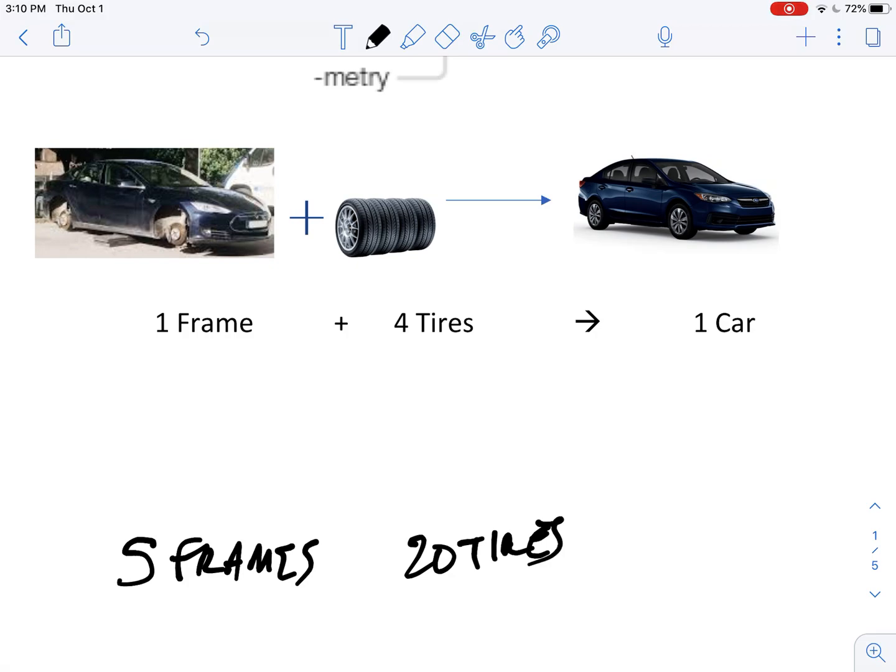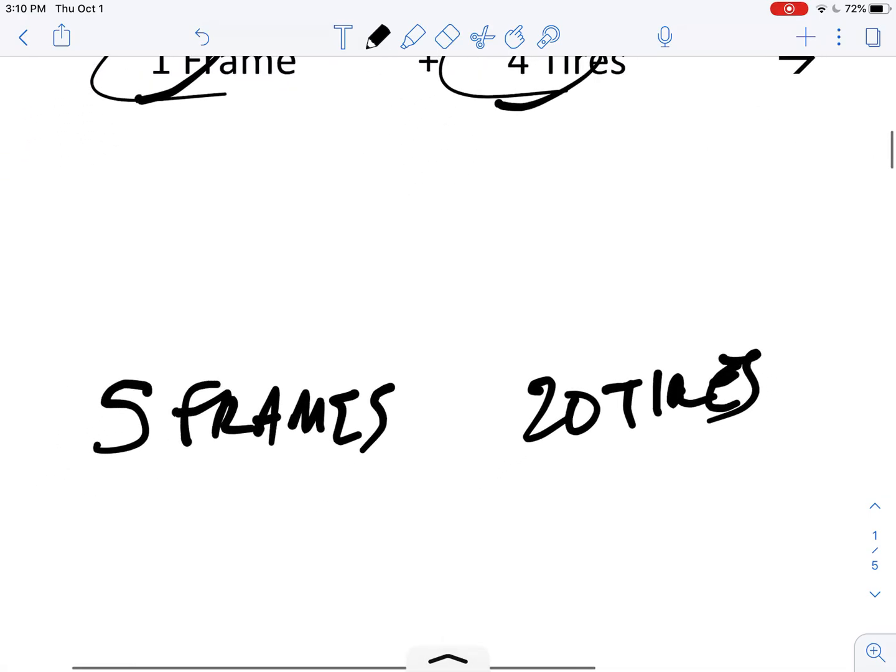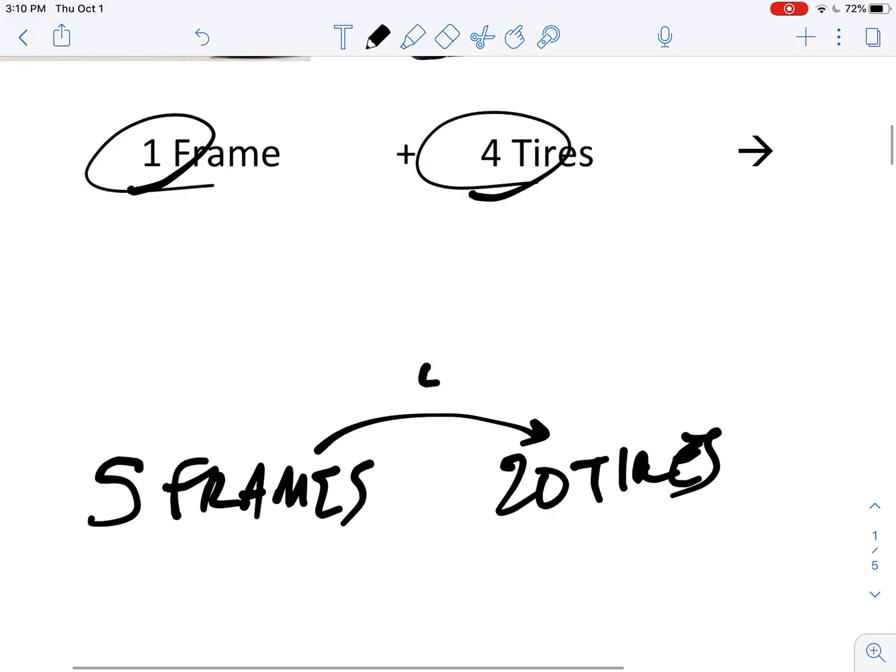Now, how did you figure that out so fast? Well, I need 4 tires for every 1 frame, right? So if you start here with the 5 and go over to the 20, you're going to multiply that by a 4-to-1 ratio, 4 tires per 1 frame, right? And you're going to get to 20 tires. You barely even need to write it down. It's so obvious.